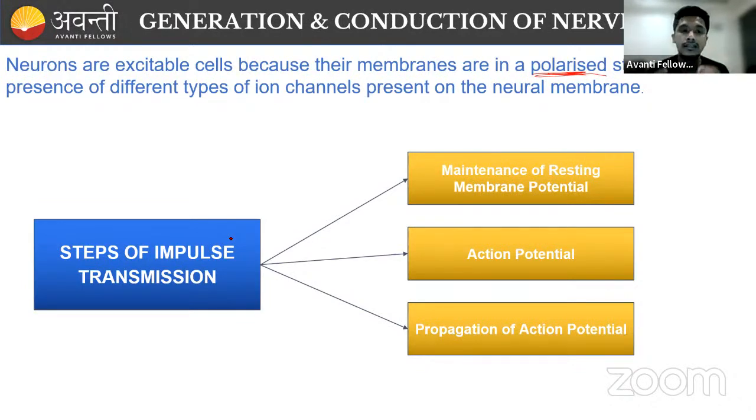Next, how does impulse conduction and transmission take place? For the impulse to get transmitted, it has to happen in three important steps. The first step for the transmission of the impulse is the maintenance of the resting membrane potential.